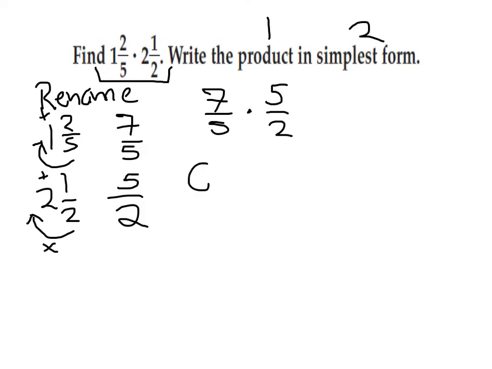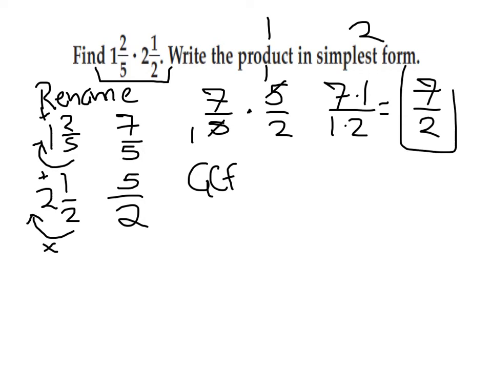Do I have a GCF? Yes, I do. I only have one of them. It's the 5. 5 can go into 5, so we get 1 and 1. Let's rewrite this. So it's 7 times 1 and 1 times 2. And I notice I get 7 over 2, which is a great answer.